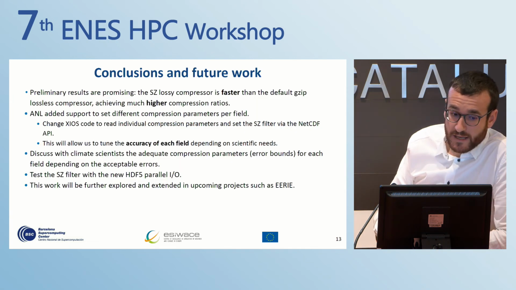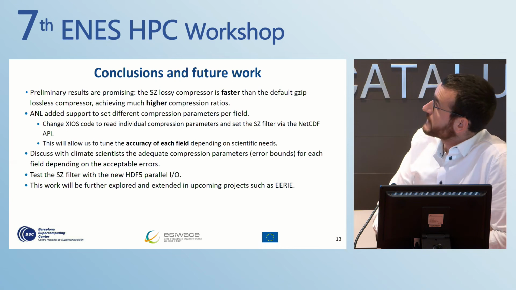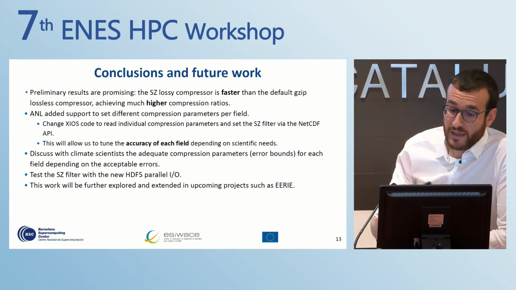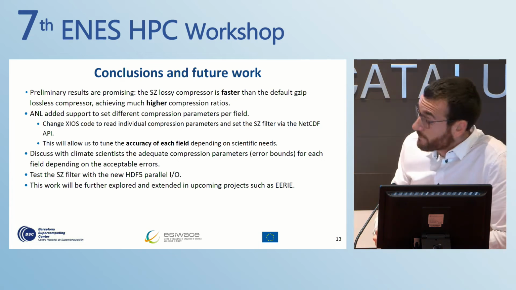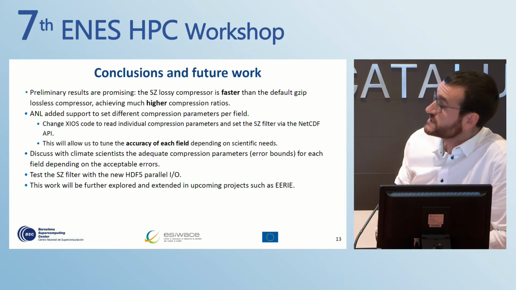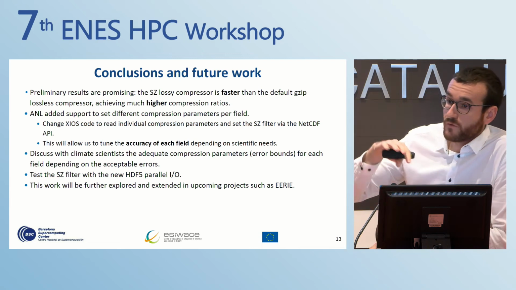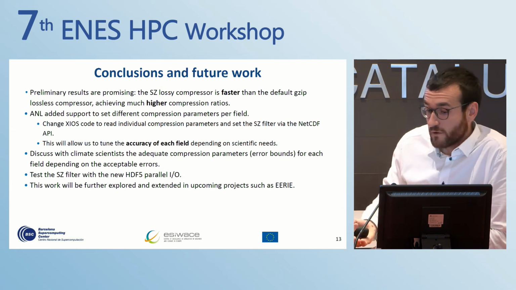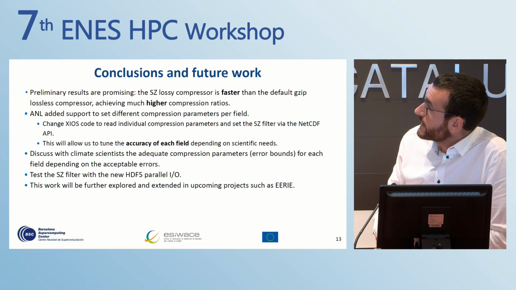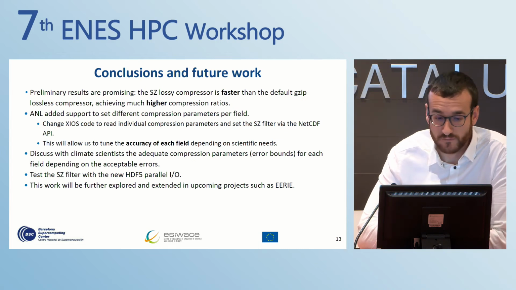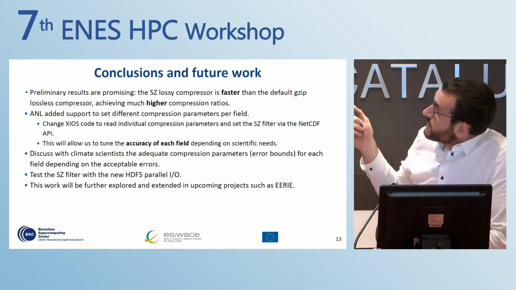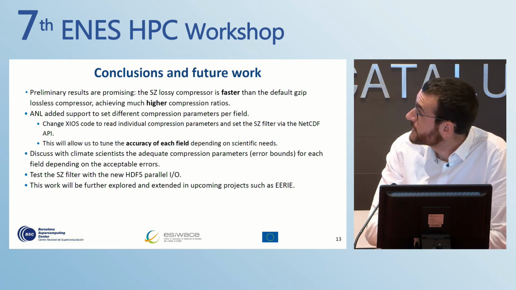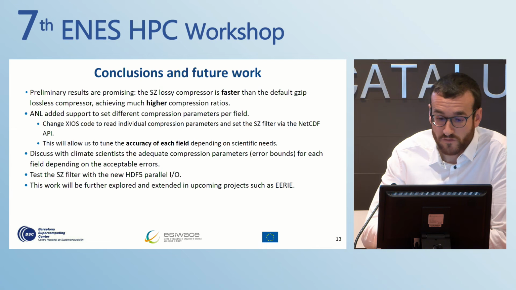So in that sense, we can conclude that the results are promising because the EZ lossy compressor is faster than the default gzip, and we can have much higher compression ratios. In addition, originally the EZ compressor could only apply one error bound for all the variables, but we have different needs depending on the variable, or in our case, the fields. So they added support to set different compression parameters for each field. So we have to change XIOS code to individually read all the different compression parameters and set the SZ filter via NetCDF. So this will allow us to tune the accuracy of each field depending on scientific needs.